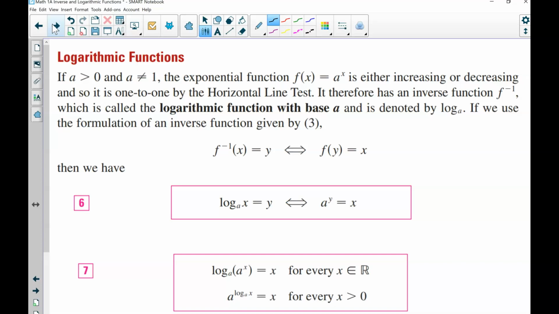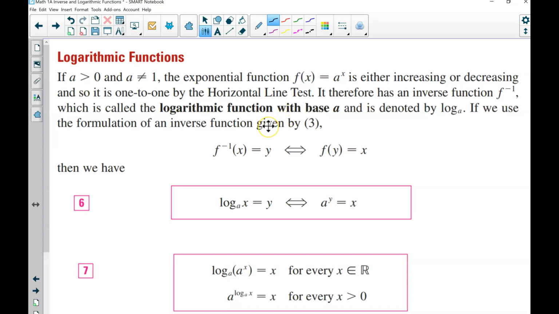Okay, then we have logarithmic functions. So if a is greater than 0 and a does not equal 1, the exponential function f of x equals a to the x is either increasing or decreasing, and so it is a one-to-one function by the horizontal line test. It therefore has an inverse function, which is called a logarithmic function with base a, and it's denoted by the log of base a.